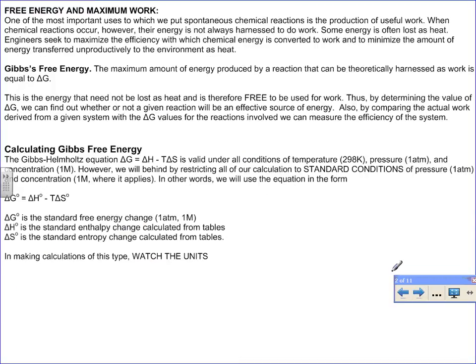Now Gibbs free energy is the energy that's available to do work. So oftentimes in a system, the energy that's available to do work is lost in the form of heat. And what engineers are often trying to do is determine ways that they can improve the efficiency of the system and ensure that that energy that's free or available to do work is not being lost to heat, but is being harnessed to do other things.